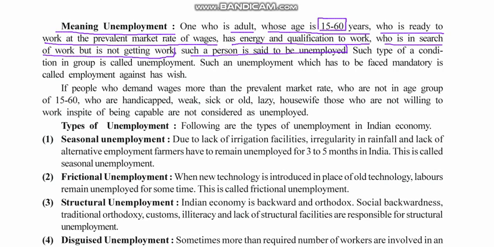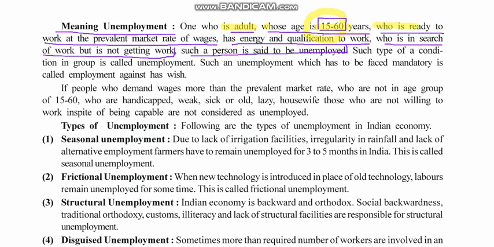Now let us see it. First of all, he should be an adult. Second, whose age is 15 to 60. Now 15, because children below 14 years of age are not allowed to work. That is considered child labor, and that is a punishable act. That's why 15 to 60 is called the active age. Usually 60 is the retirement age. That's why 15 to 60.